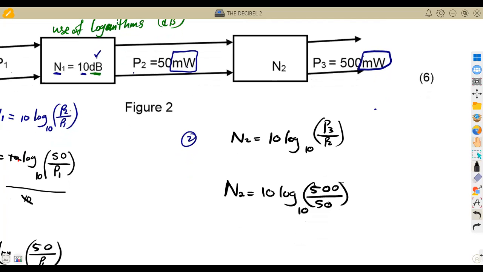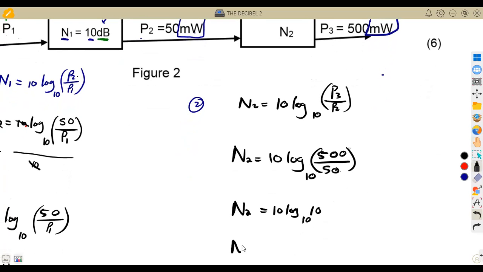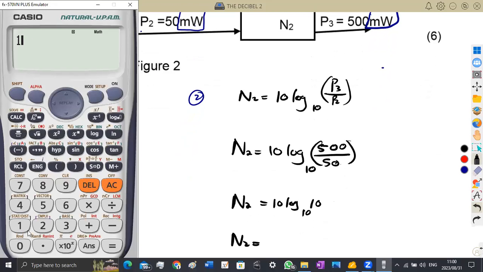Using your calculator, you can simplify this directly, or if you want, you can do it stage by stage. 500 divided by 50 is going to give us a 10, so that will be 10 log 10. If you actually know your mathematics, you can simply see that the answer here is going to be a 10. But anyway, let us do this on a calculator for the sake of all of us understanding. We have 10, logarithm of 10 in base 10, so this is going to give us a 10.